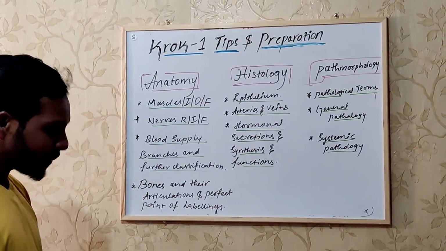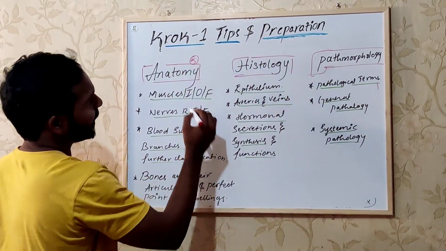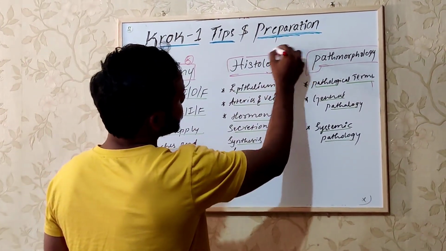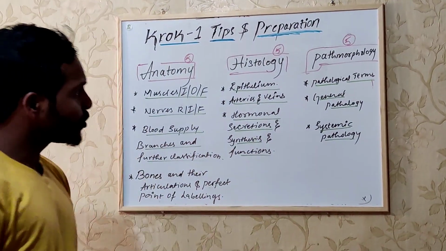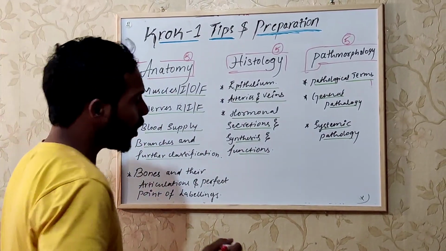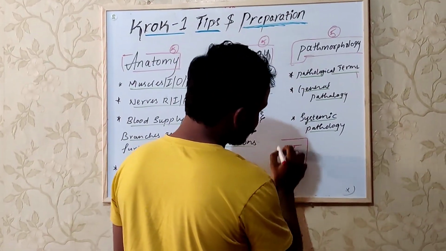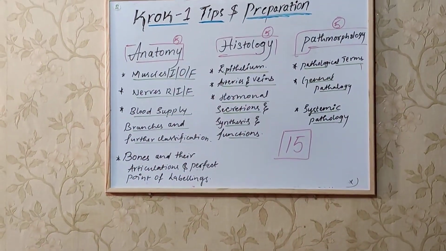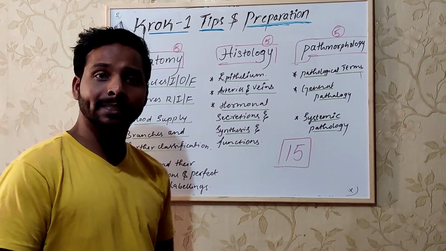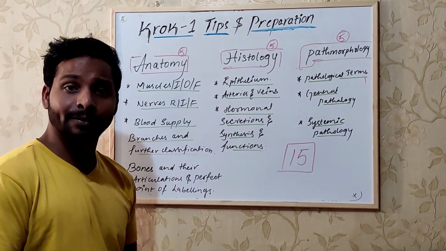So when you are preparing for the KROK, select 5 questions from anatomy, 5 questions from histology, 5 questions from pathomorphology. How is this going to help? Altogether, how many questions do you need to study daily? It is 15 questions that you have to study. There are always some important asked topics that we have to revise daily.